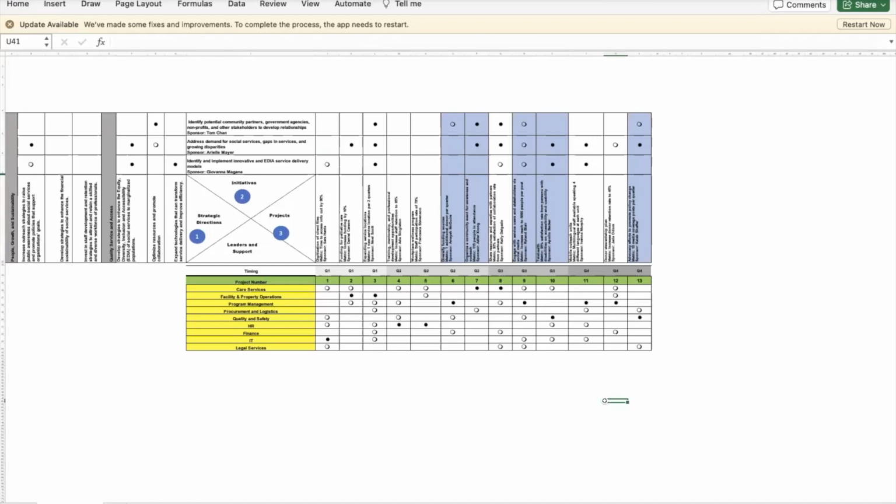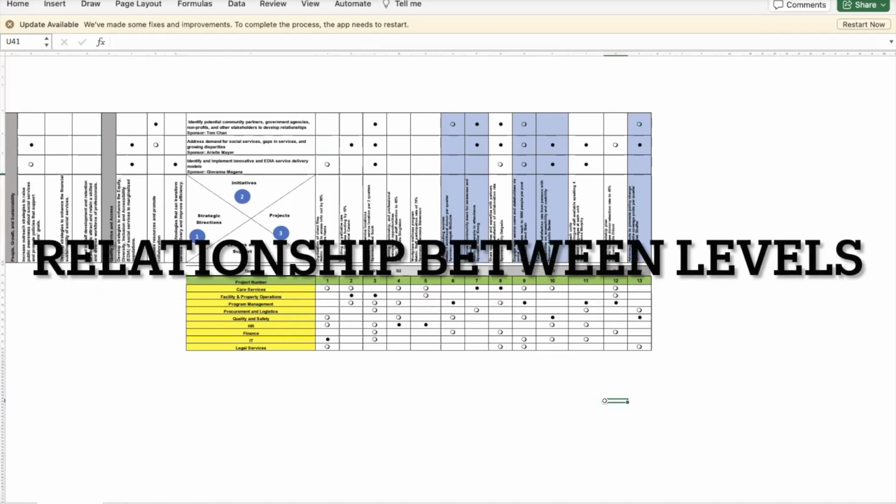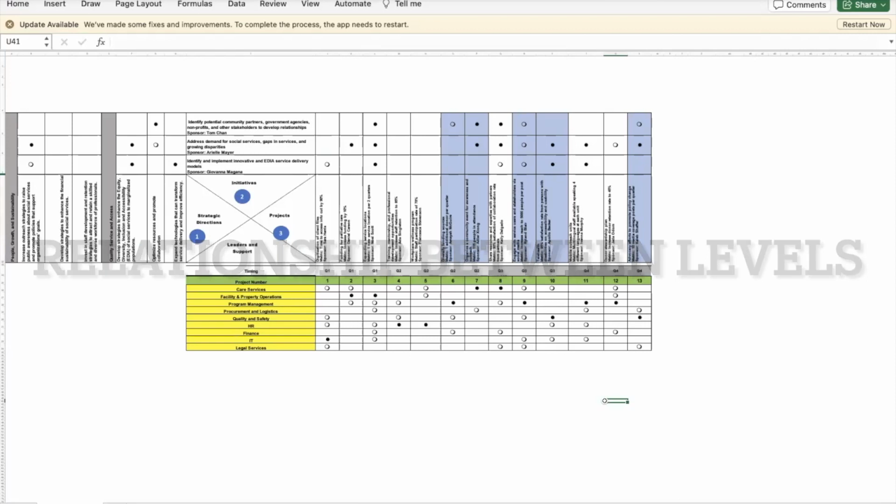Now, to keep track of the relationships between each level and to show how closely they relate to each other, a black and white dot are used. A black dot signifies a high relationship, while a white dot suggests a medium relationship.